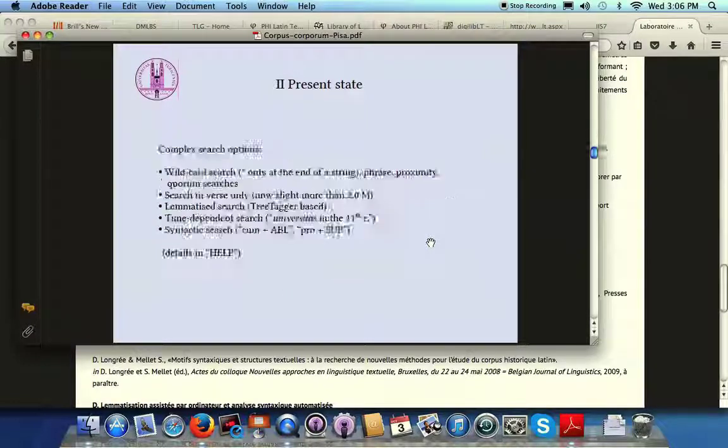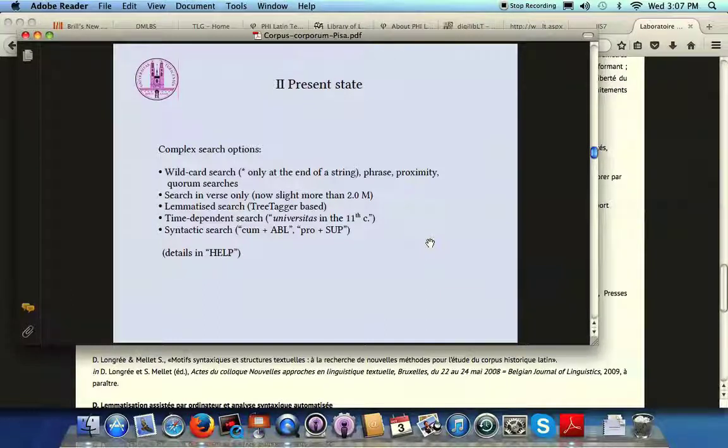So, what kind of searches can be done? We have wildcard searches at the end of a string, so you can start the spelling of a word and end it with an asterisk. Then you have, of course, phrase searches, proximity searches, quorum searches, searches in verse only, which can be interesting to find out, for example, the quantity of a rare Latin word. You can find out how poets used it and in what places in the verse in order to ascertain what syllables are long and short in the word.